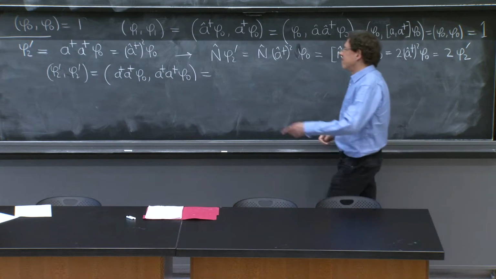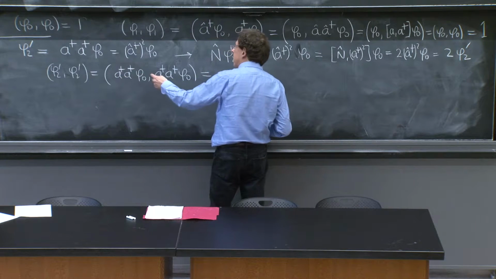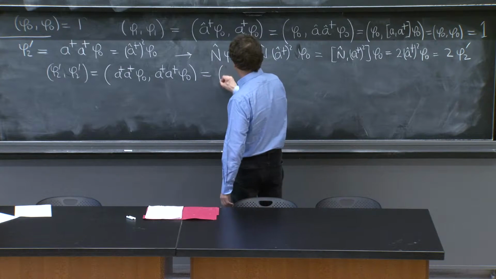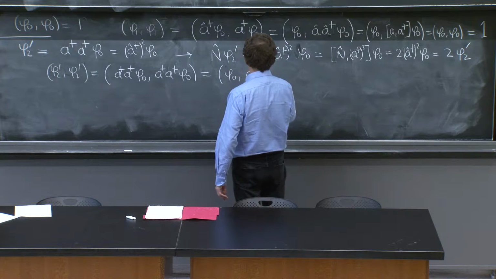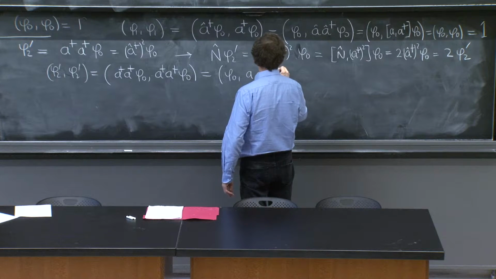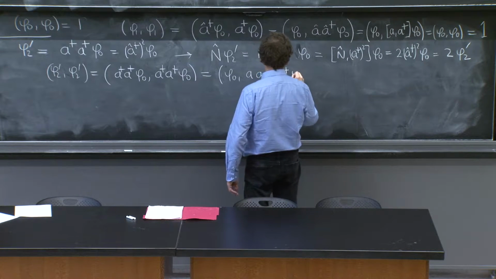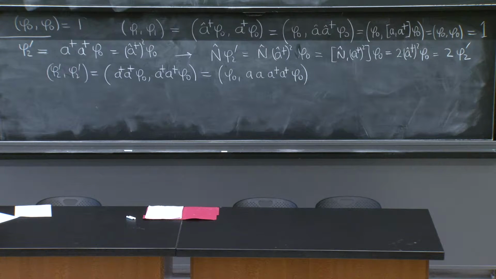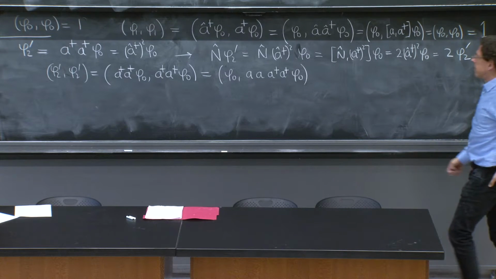Now I move all of them. This A dagger becomes an A, and the next A dagger becomes an A here. So this is phi 0, A, A dagger, A dagger, phi 0. Wow, this looks a little more complicated, because we don't want to calculate anything, really. We definitely don't want to start writing X and P's. But you decide, take it one at a time.